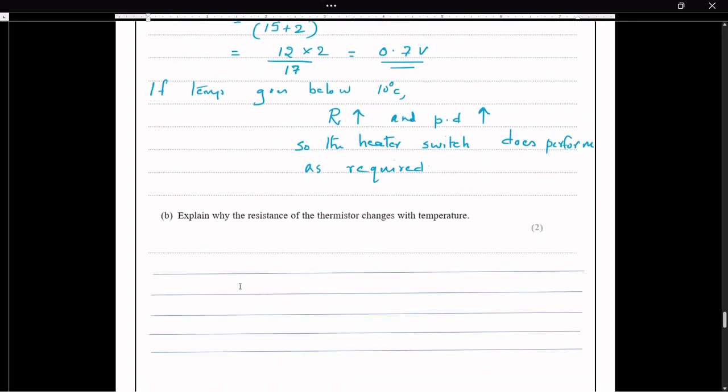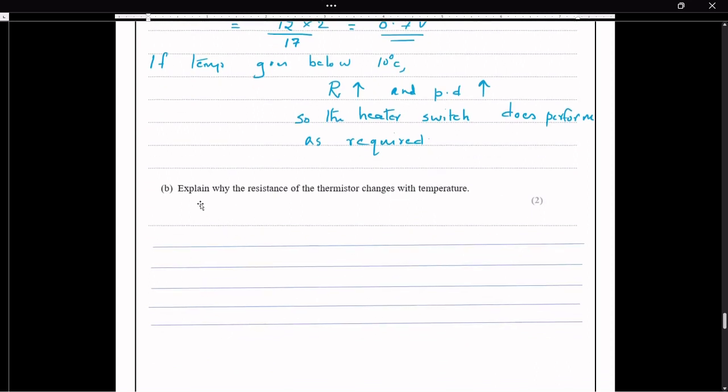Okay, let us move on to the next part. Explain why the resistance of the thermistor changes with the temperature.